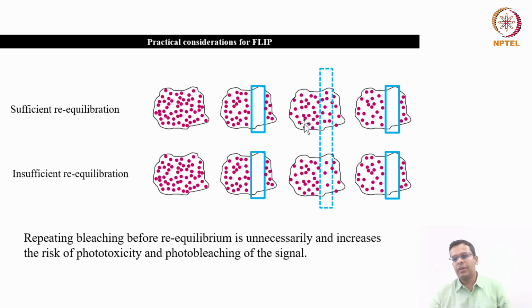So you should give ample time for the re-equilibration, and all these things can be optimized by trial and error. If you are working with a new protein, it's not that your experiment will work in the first shot. First you have to optimize these parameters, that is, how fast my protein is diffusing, so that I can set the time interval so that sufficient re-equilibration can take place.